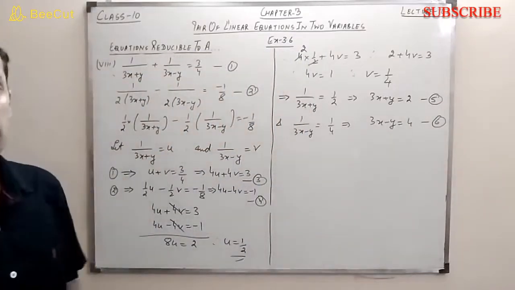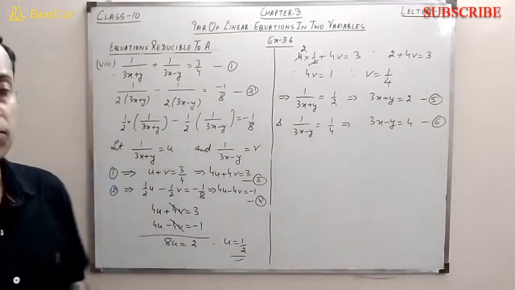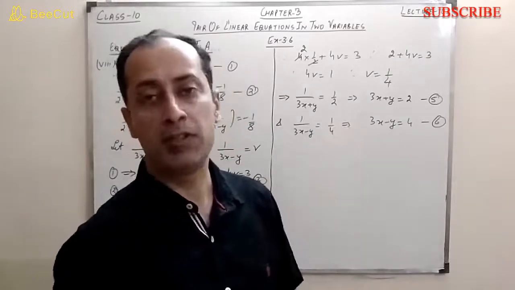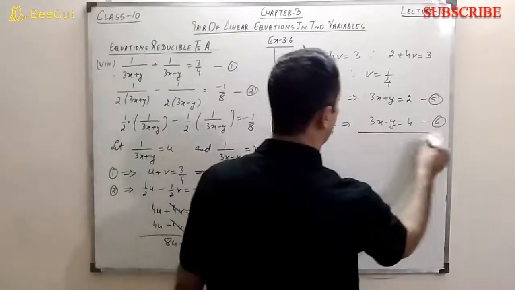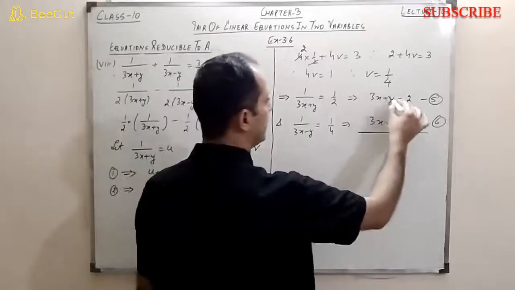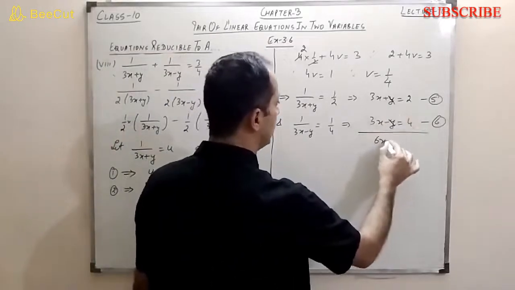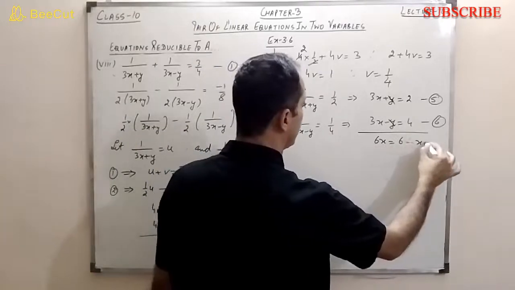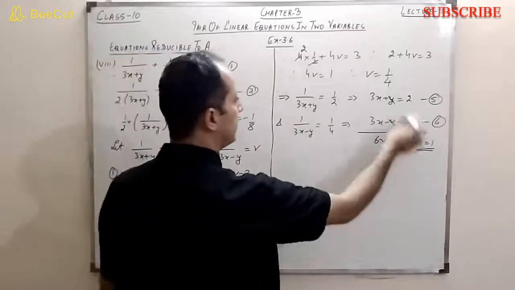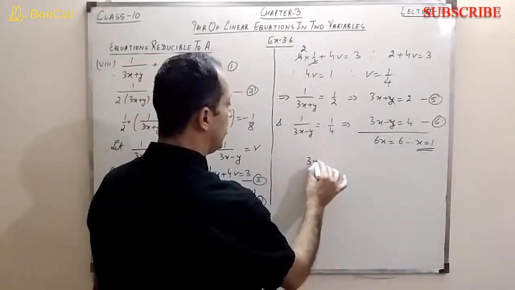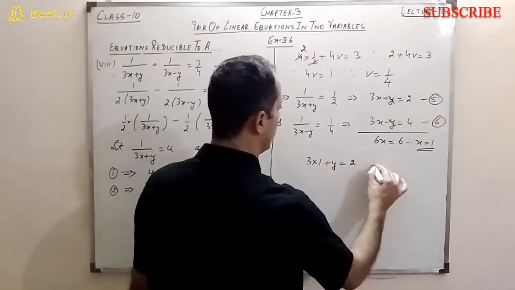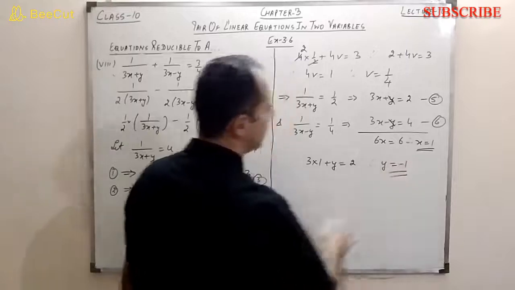Now again I have not got the value of x and y. So what do I have to do? I have got two equations. I have to simplify the two equations again by any of the three methods. So I just apply the elimination method. Variables are equal, so I can just cancel out by the elimination method. This is 6x equals 6. Therefore, x equals 1. Right? And when I substitute the value of x in the fifth equation, I get 3 into 1 plus y equals 2. So I get y equals minus 1.